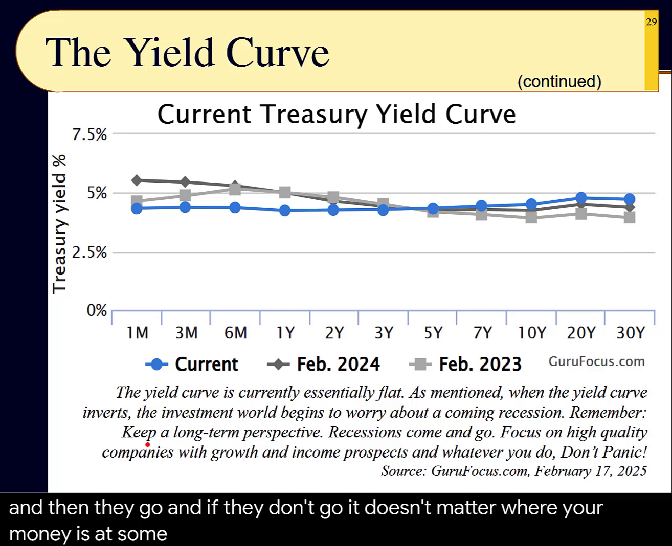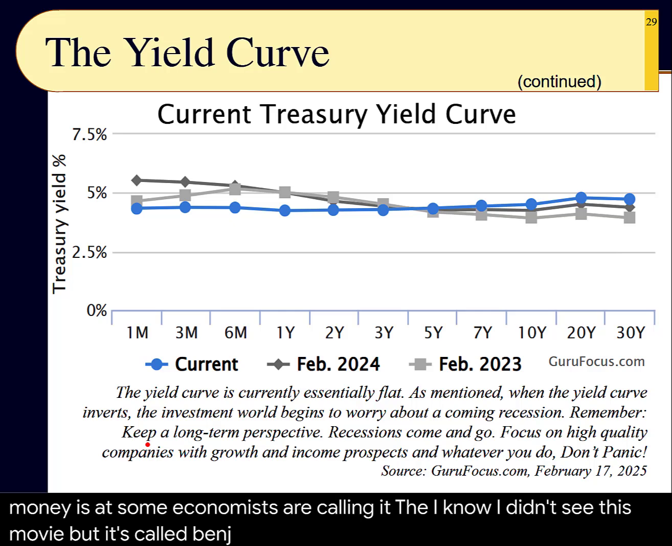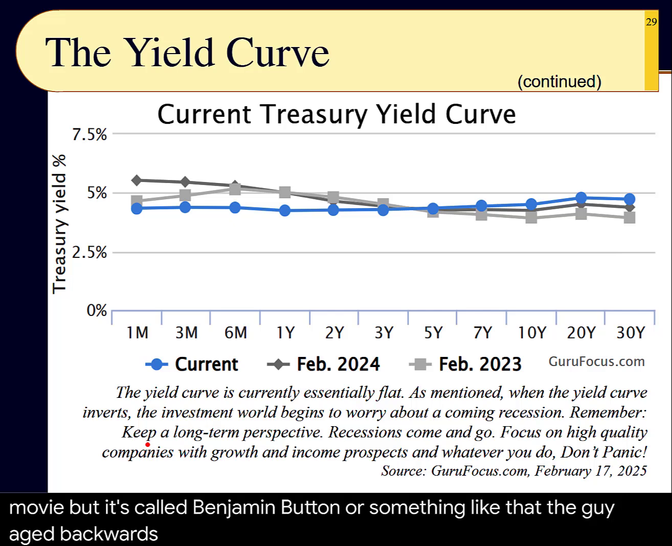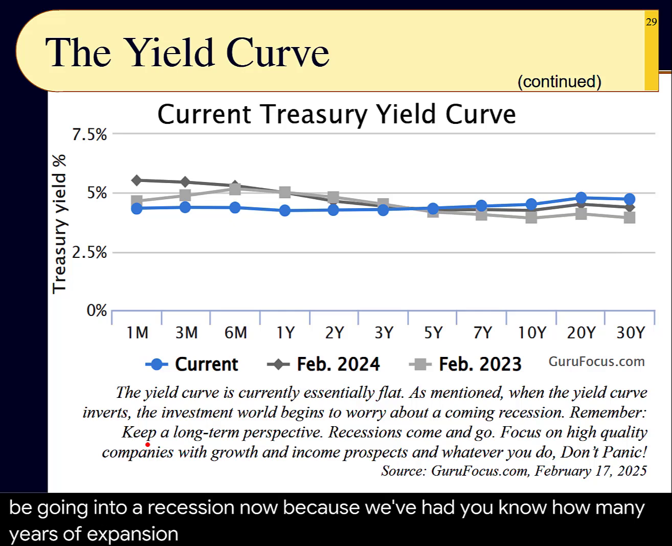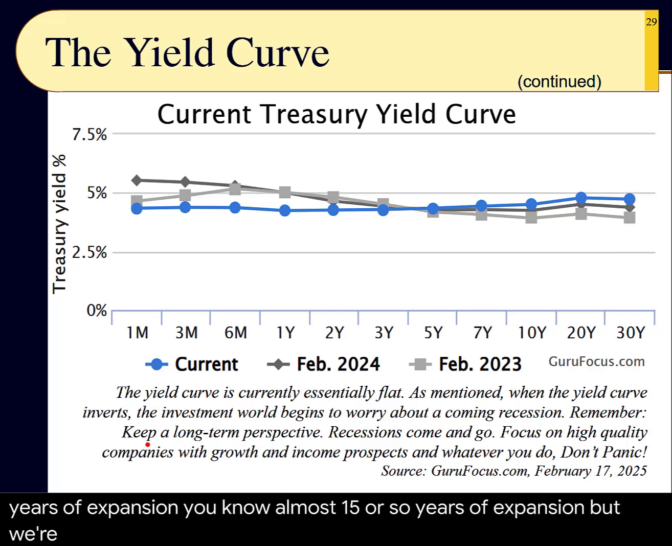Some economists are calling it, I didn't see this movie, but it was called Benjamin Button or something like that. The guy aged backwards. I don't know. Anyway, they're saying we would normally be going into a recession now because we've had, how many years of an expansion? Almost 15 or so years of an expansion. But the economy is actually looking like it's about mid-cycle of an economic expansion.